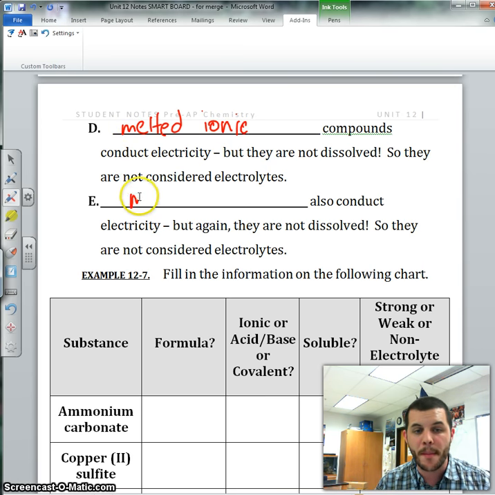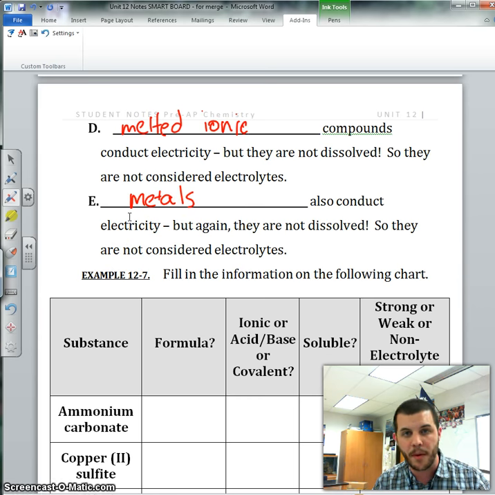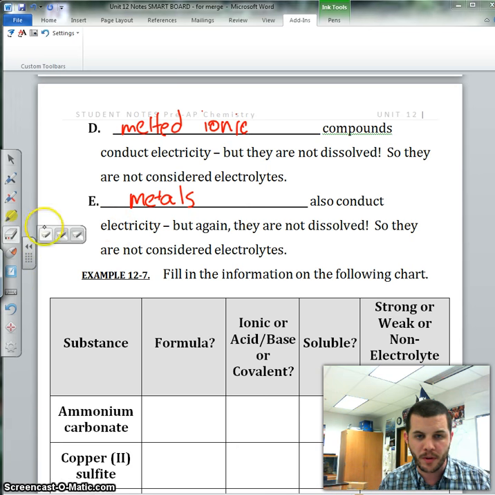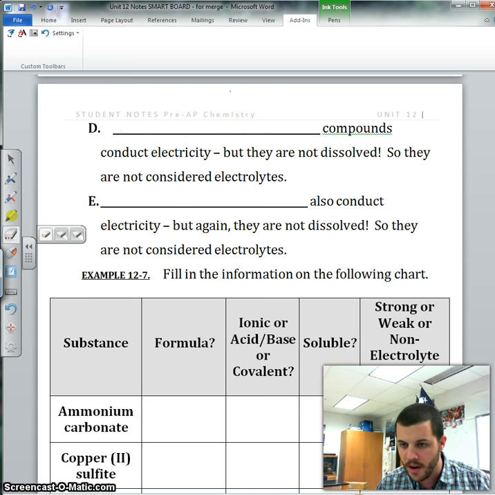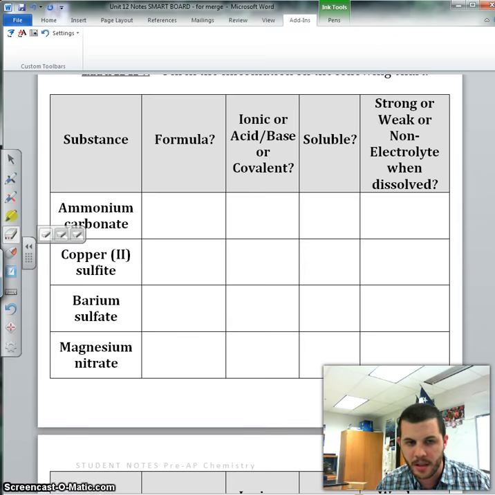Lastly, we also know that metals will conduct electricity, but once again, we're not going to say that that's an electrolyte because it's not an ionic compound or an acid or a base that's been dissolved in water to make a solution. So what we want to do now is take a look at some different situations that we have, and see if those situations would be considered electrolytes or not. So let's take a look and see what we have.